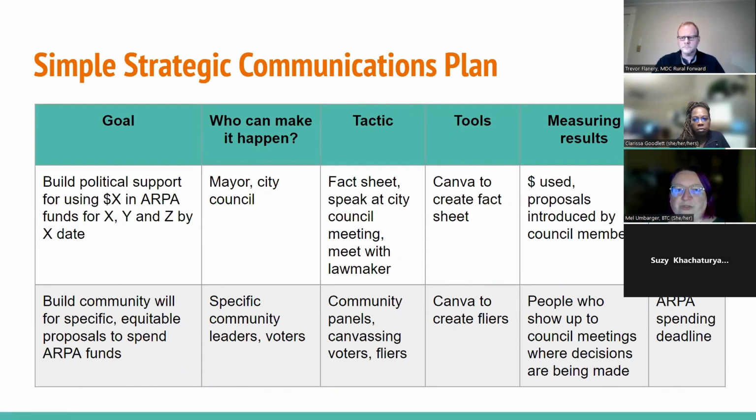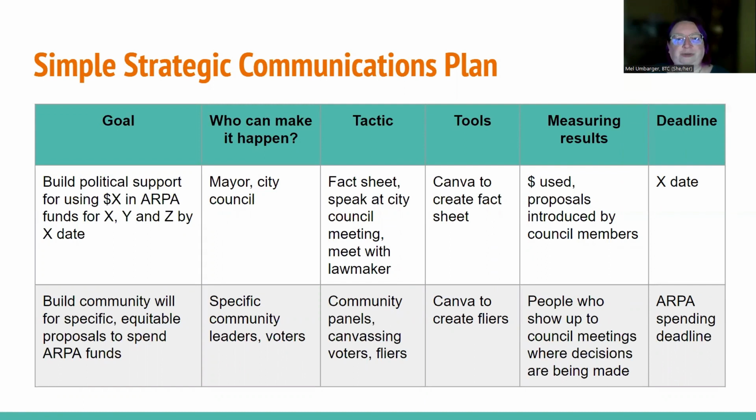And then measuring those results is how much money was actually used for that thing that I wanted it used for, or how many proposals at least were introduced by council members to do that, even if they didn't get voted through. Like, did we make progress? So it doesn't have to be complicated. It can be a very simple thing that you do.